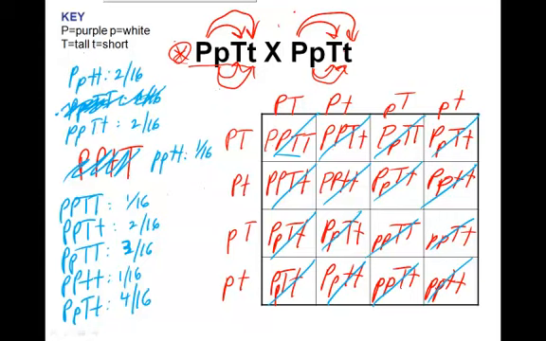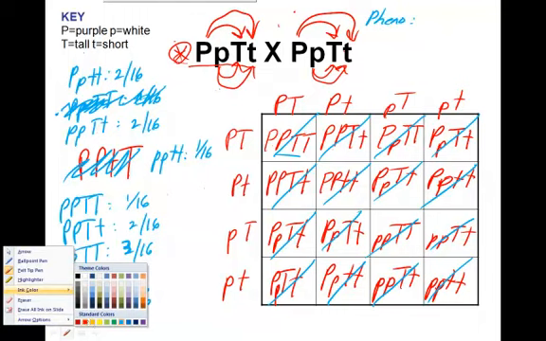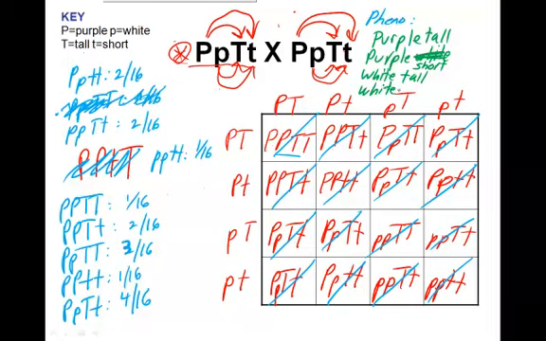Now, phenotypic frequencies, there's 4 possibilities. When we look at the phenotypes, the physical makeup, the physical appearance, how it's going to look. So, let me use a different color here. If we use green, we could have dominant, which would give us purple tall plants. We could have purple short plants. We could have white tall and white short, the homozygous recessive.